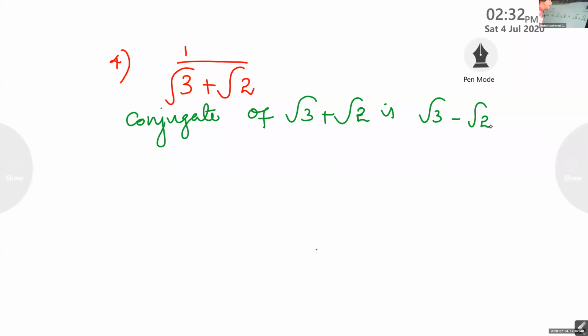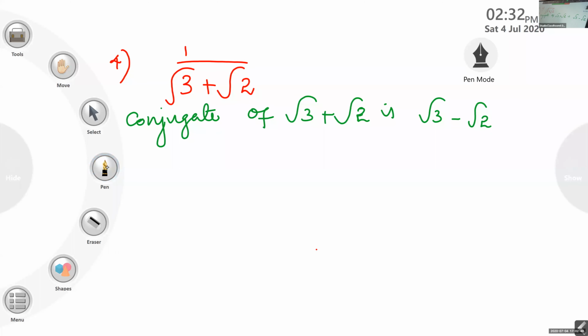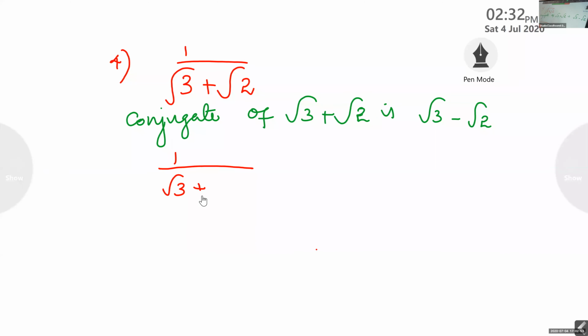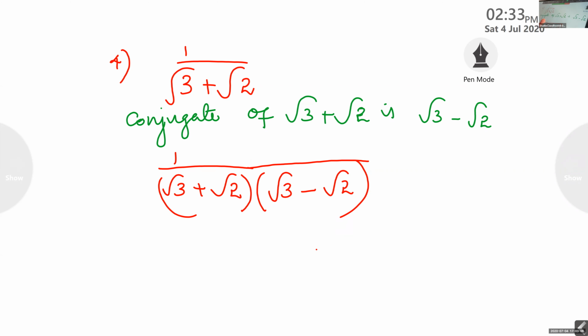Okay, so now we will use the conjugate multiplication. Listen to the question. It is 1 by root 3 plus root 2. Now we multiply the number with its conjugate. The conjugate is the same number but with a different sign. Now we multiply the denominator with the conjugate. The same multiplication we should do in the numerator also, the same conjugate, root 3 minus root 2. So what will be our final answer?